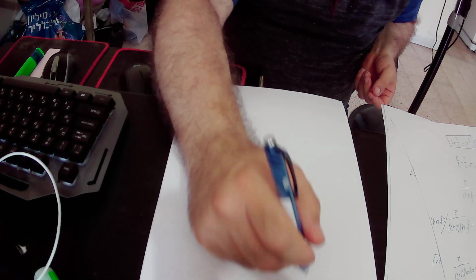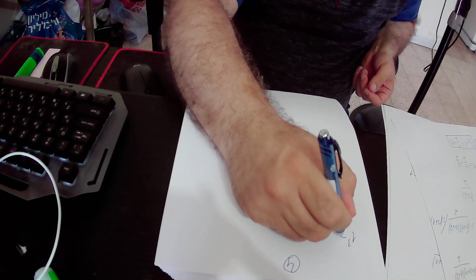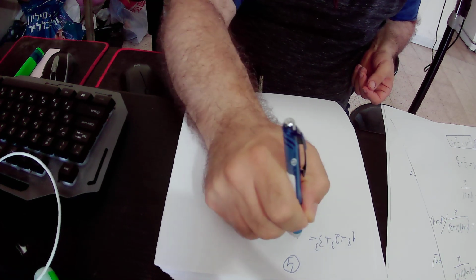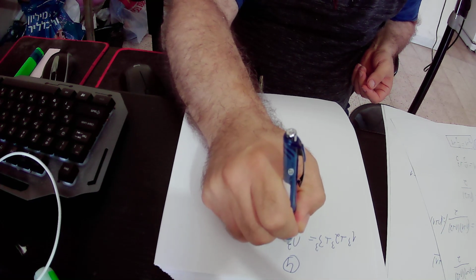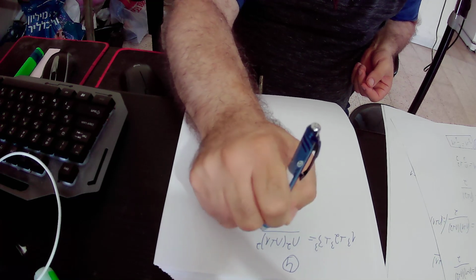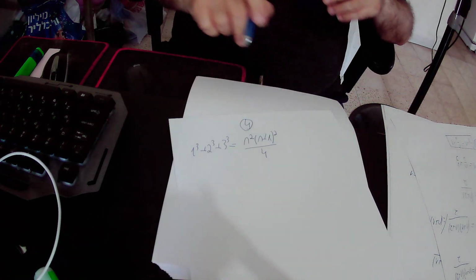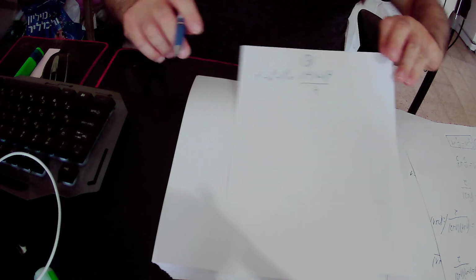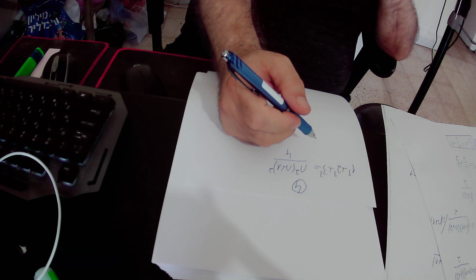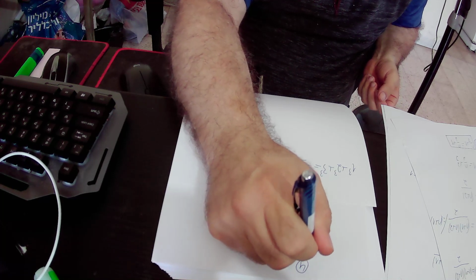In the second example, it is actually 1 to the power of 3 plus 2 to the power of 3 plus 3 to the power of 3 equals n squared times (n plus 1) squared, all divided by 4. So we actually have to prove... I forgot, so I will correct it.